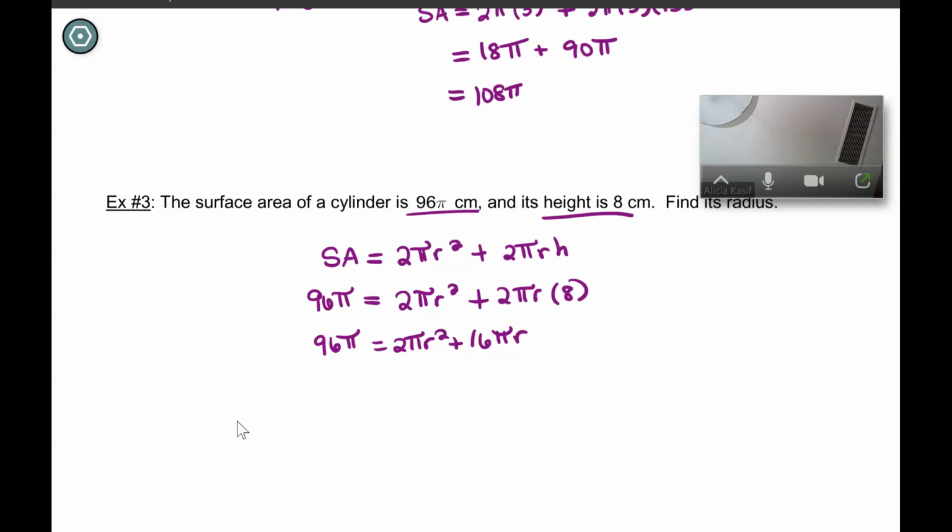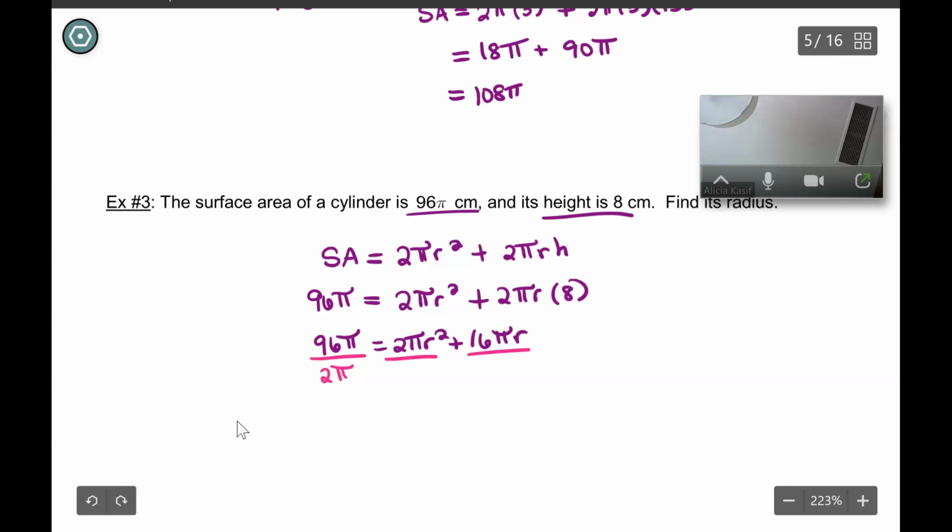All right, what we need to do is isolate the variable. The problem is that we have an r squared and an r, which means we're either going to have to look to factor or use the quadratic formula or something like that. First, I notice that I have pi in each of my terms, and I have all even numbers. So I'm going to simplify this first, and I'm going to divide everything by 2 pi. So I have 96 pi divided by 2 pi is 48. Here we'll just have r squared, and here we'll have a plus 8r.